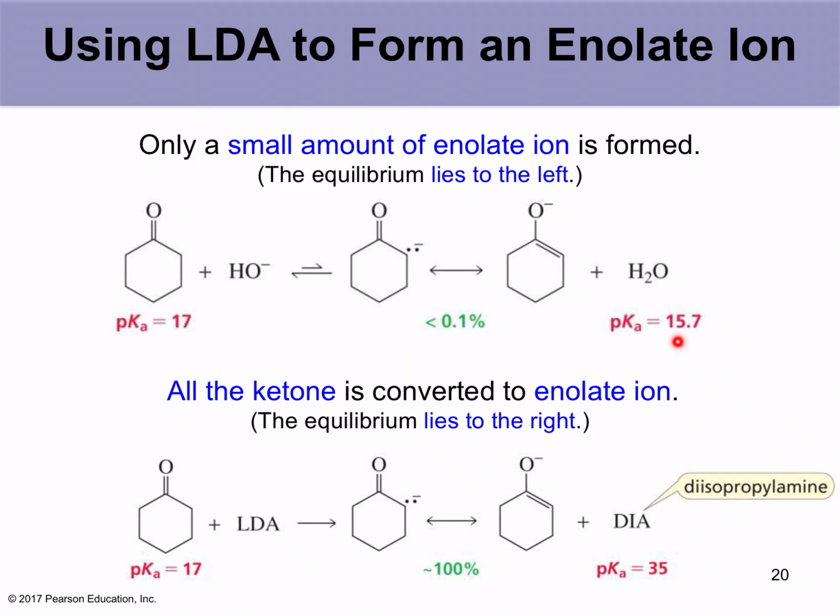Compare that with the pKa 15.7 of water in the previous case. Here the conjugate acid is much less acidic. Between pKa 17 and pKa 35, which one is the stronger acid? Cyclohexanone. The strong acid with the strong base will give you a weak acid and a weak base. So this is the strong acid, and this is the weak acid. As a result, we can see almost 100% of the enolate is formed with LDA. So normally if you want to make an enolate, we use LDA.